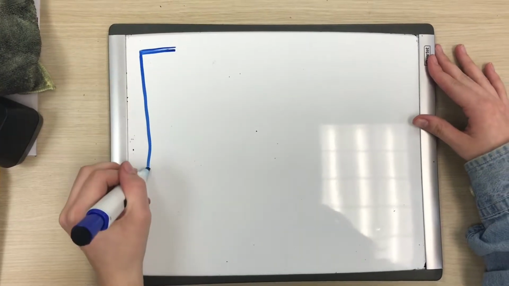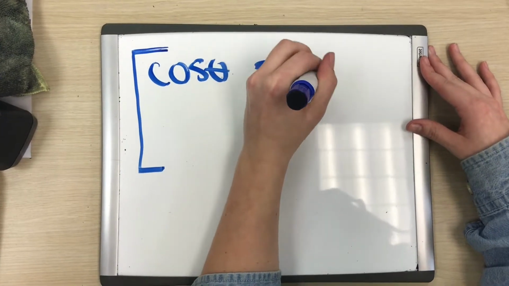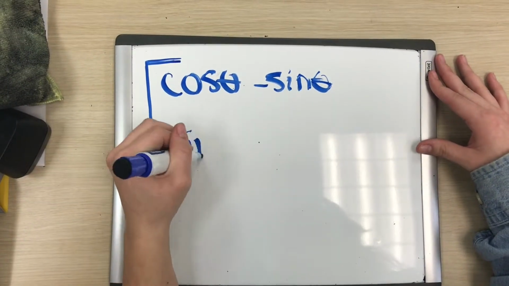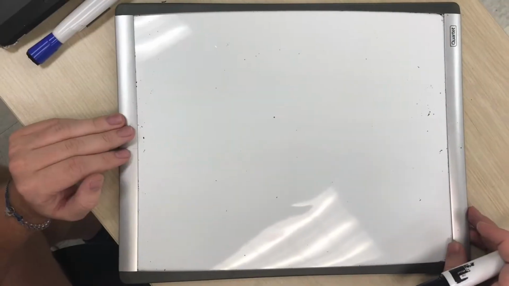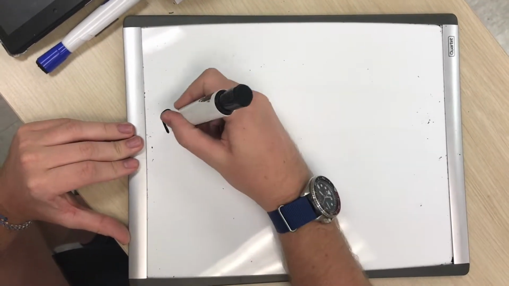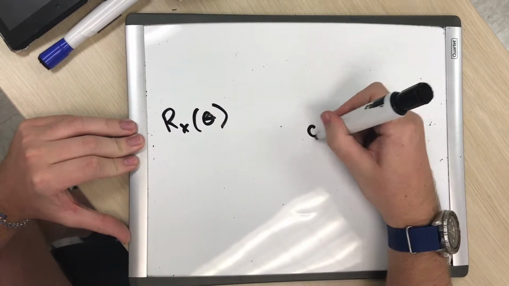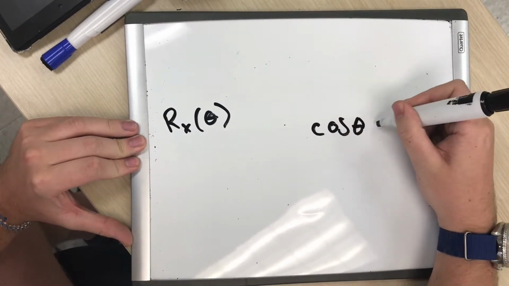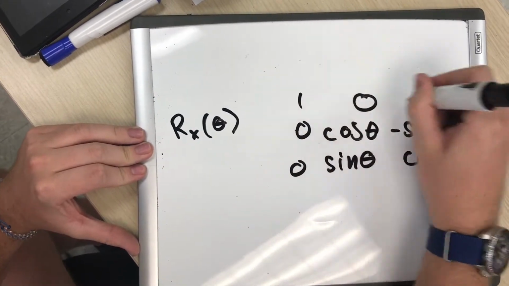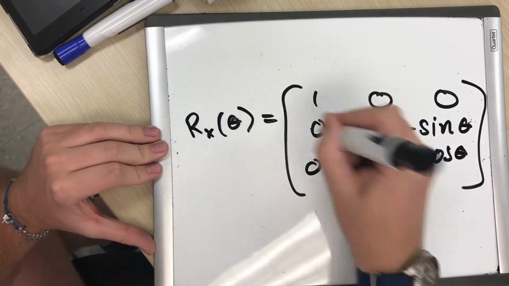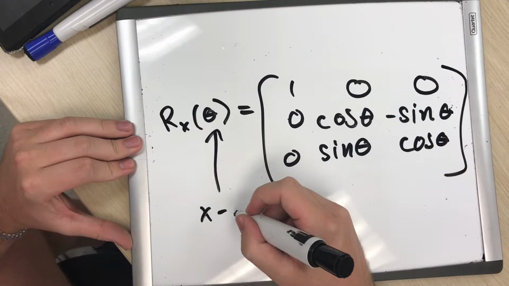So in 2 dimensions, this matrix would look like cosine theta, sine theta, negative sine theta, cosine theta. Oh, so that means that in 3D, on the x-axis, your matrix will look the same as before, but padded by ones and zeros. Meaning that this theta right here is the rotation, or the degree, of your x-axis.